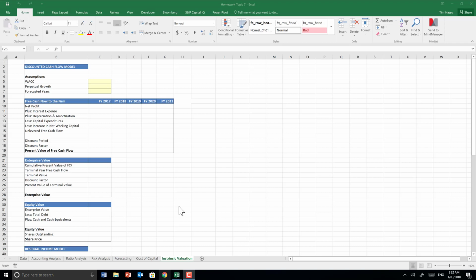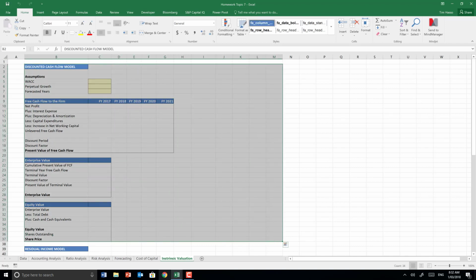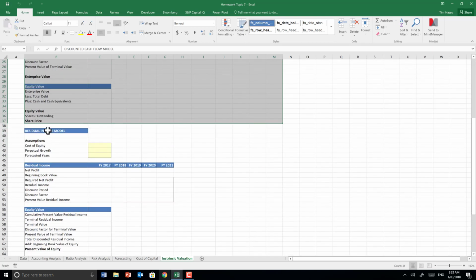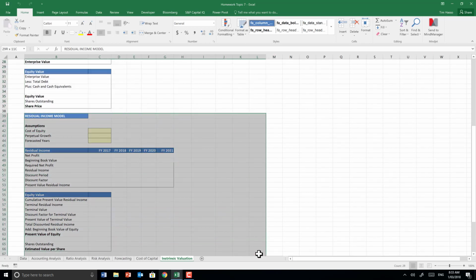So in front of you, you see the worksheet that's available on iLearn, and the structure is somewhat similar to the forecasting sheet, but not really. At the top, we have a discounted cash flow model. That's the first model we'll be estimating today. We then have a residual income model just below it.